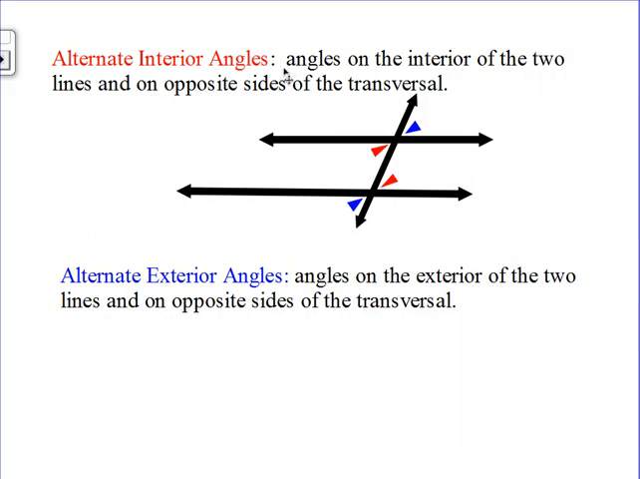What we haven't talked about yet are things that we call alternate interior angles. The alternate interior angles are angles on the interior of two lines and on opposite sides of the transversal. The alternate part means that they are on alternate sides of the transversal, and the interior part means that they are between the two parallel lines, or really two lines. They don't necessarily have to be parallel, although most of the time they will be. So these would be examples of alternate interior angles. Similarly, alternate exterior angles are angles on the exterior of the two parallel lines and on opposite sides of the transversal.